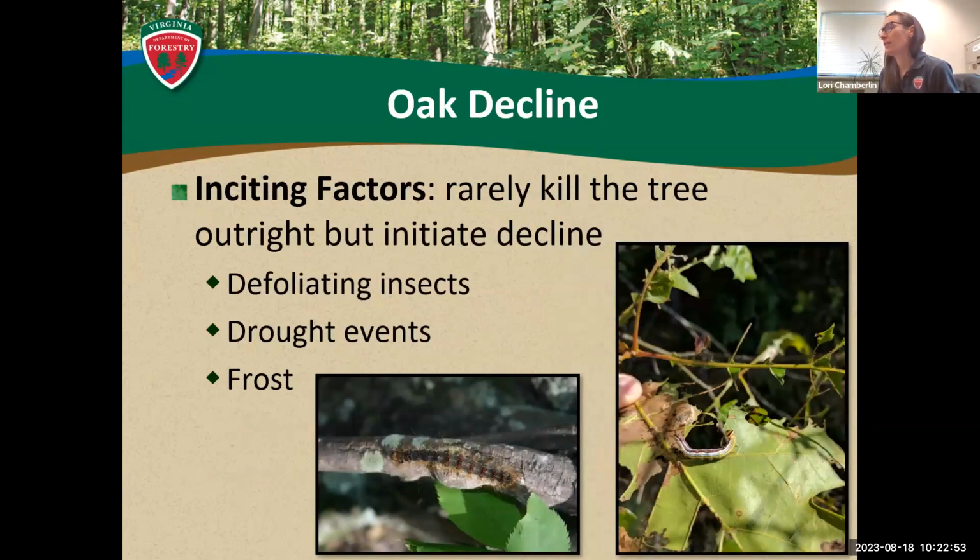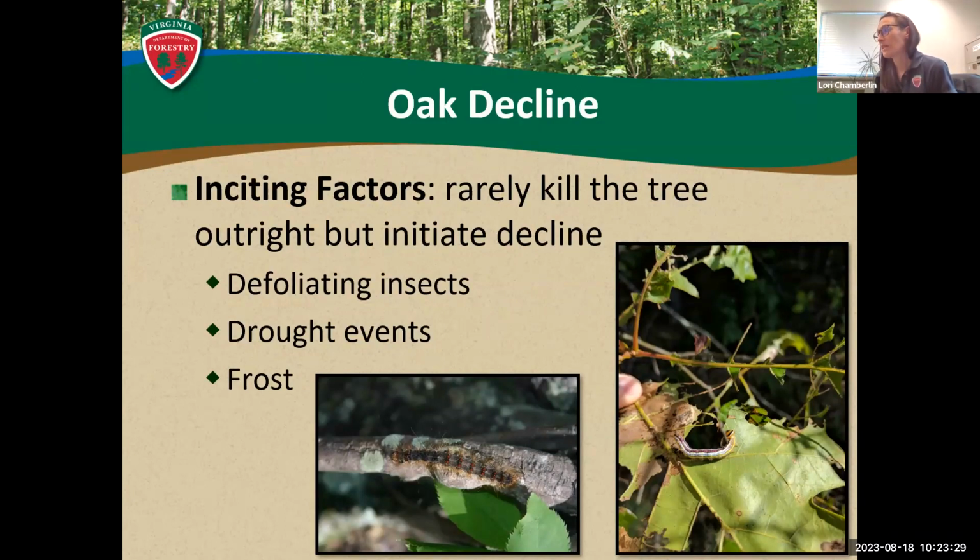Then we have inciting factors, and these rarely kill the tree outright, but they initiate decline and push that tree further towards tree death. These are things like defoliating insects, drought events, and frosts. So I tend to think of these as kind of like one-time events that usually don't kill the tree outright, but they definitely push it further into this spiral of decline and make it much more susceptible to secondary pests and pathogens that can then attack the tree and cause mortality.